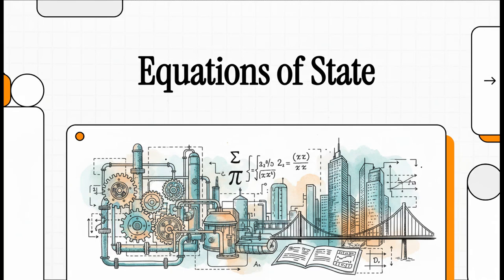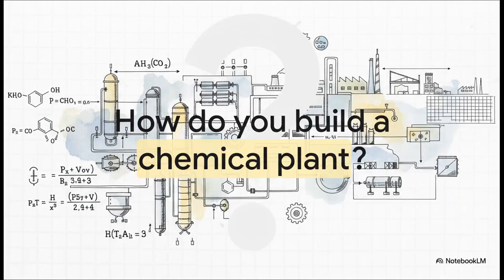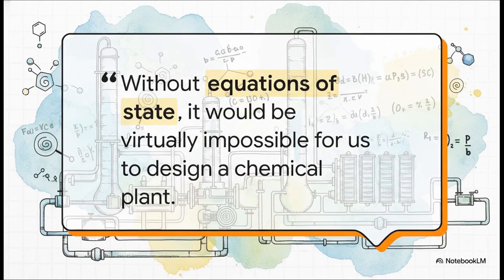Ever wonder how they build those massive chemical plants? Believe it or not, it all starts with some seriously complex math. It's a huge undertaking, right? So where do engineers even begin the design process? Well, without these equations of state, designing a chemical plant is pretty much impossible.